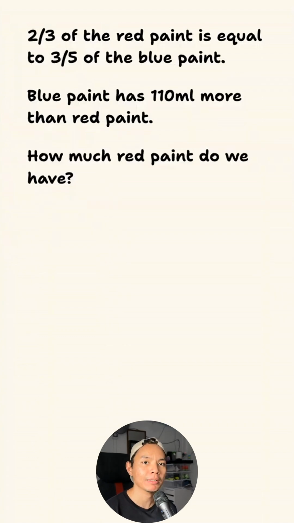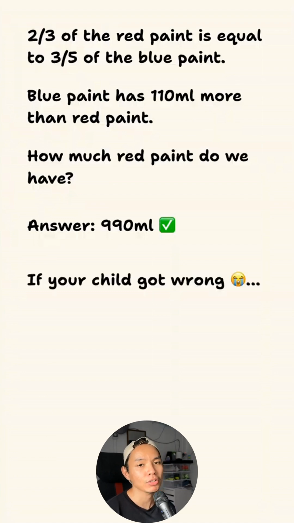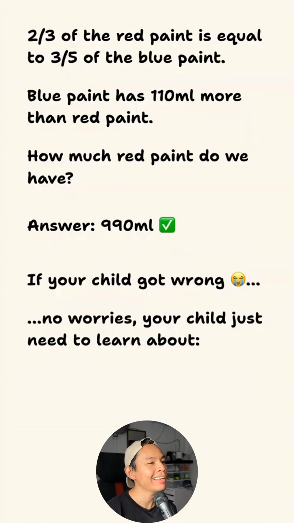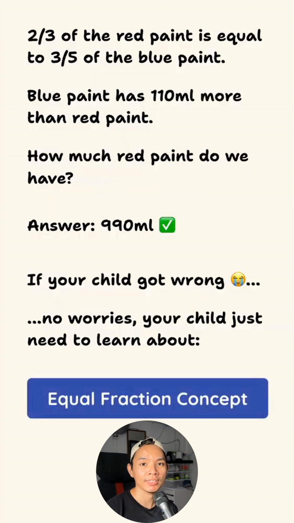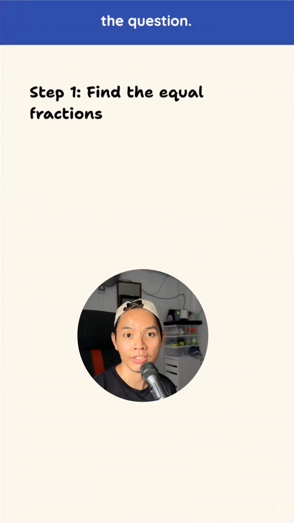So if your child is able to answer this question with the answer 990 milliliters, then your child is right. However, if your child got it wrong, then no worries, don't cry yet. Your child just needs to learn about this thing called the equal fraction concept. So the first step is to find the equal fractions in the question.